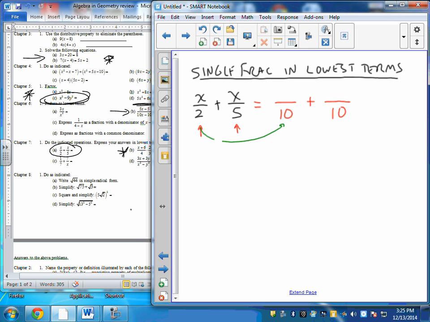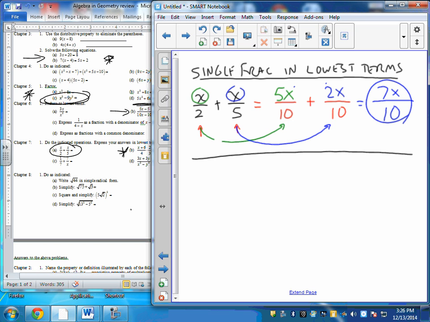There's lots of ways of doing this, but most students think, let's see, 2 goes into 10 5 times, so 5 times x is 5x, and 5 goes into 10 2 times, and 2 times x is 2x, and then we can add these up. So common denominator, 5x and 2x is 7x, and that's the way you did the test question. Fractions can get a lot more interesting than that.